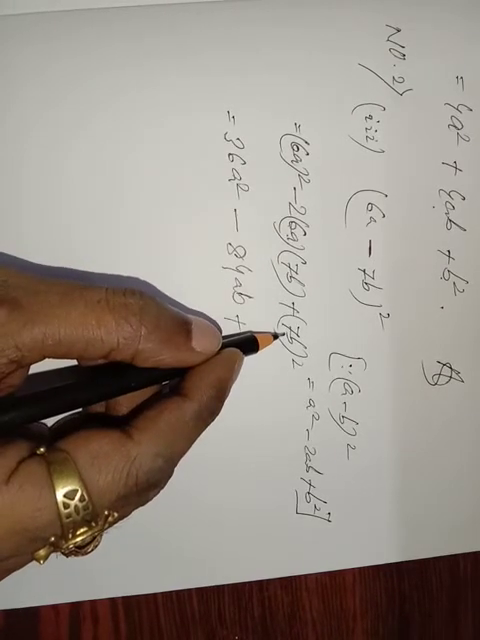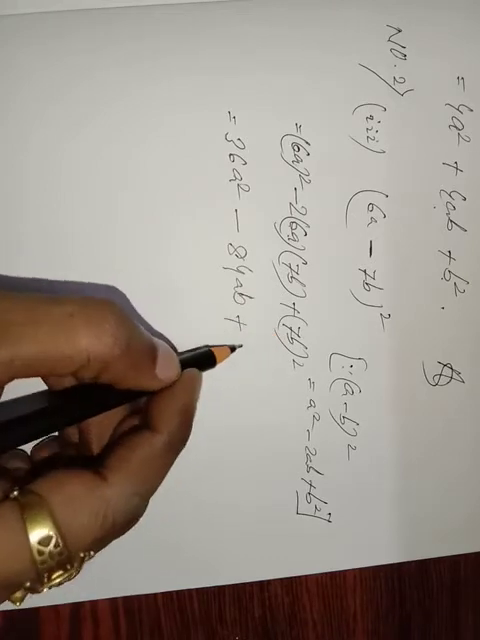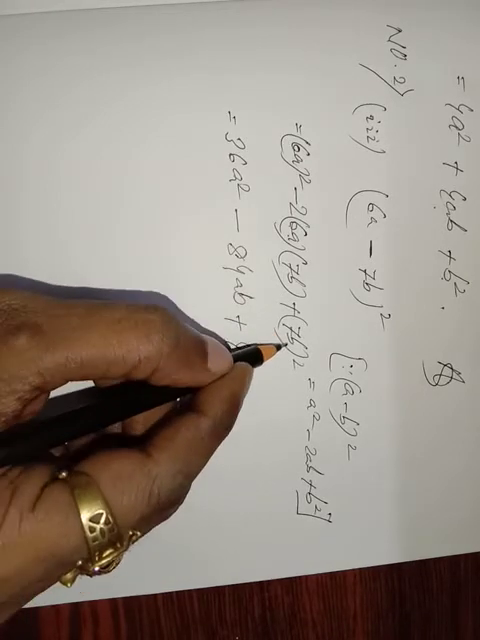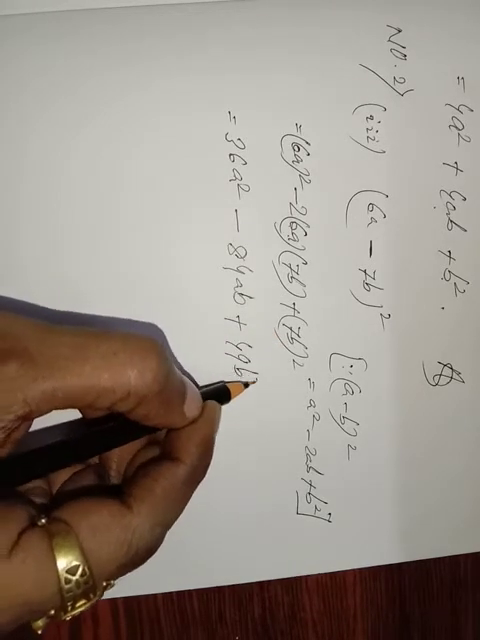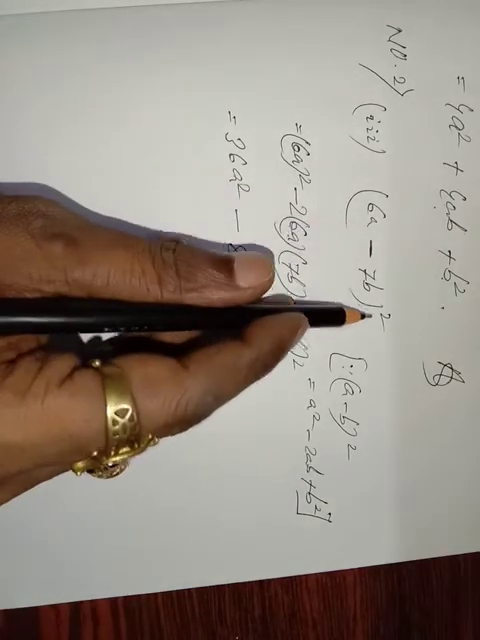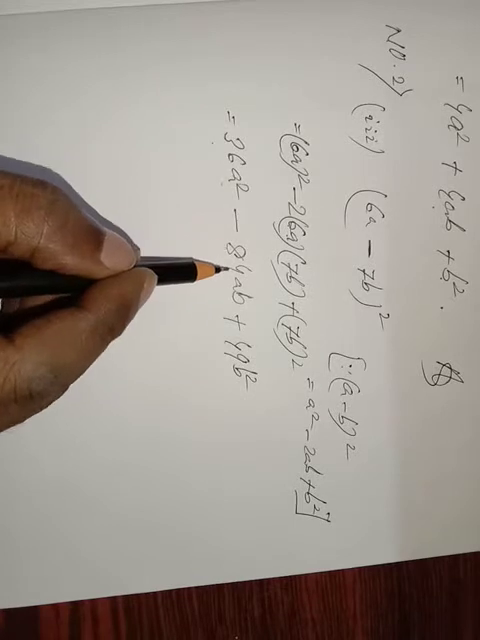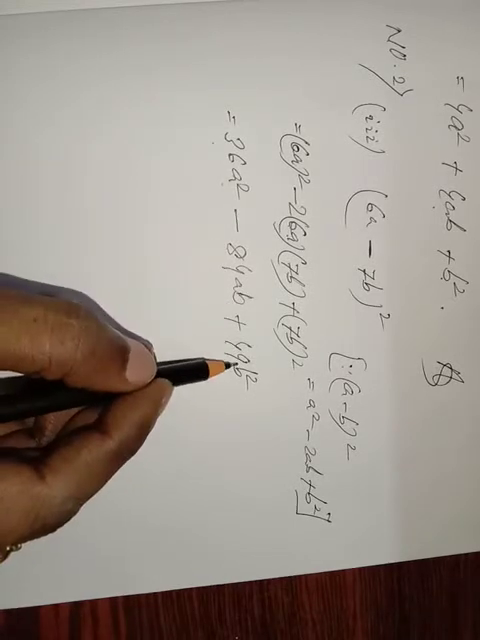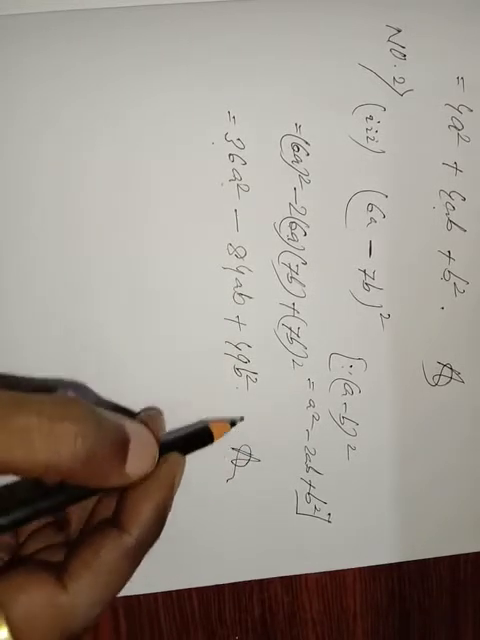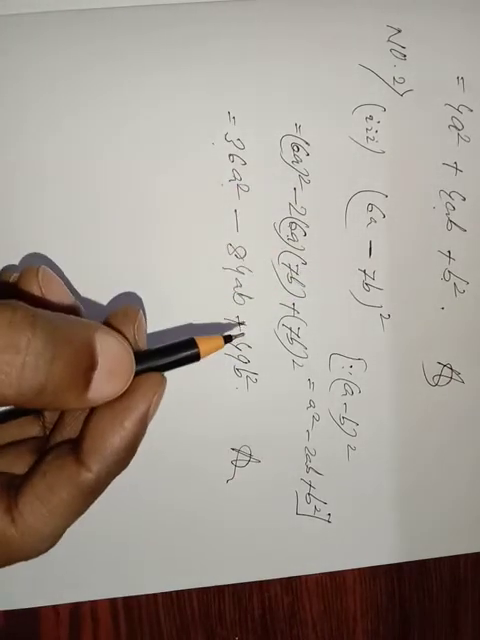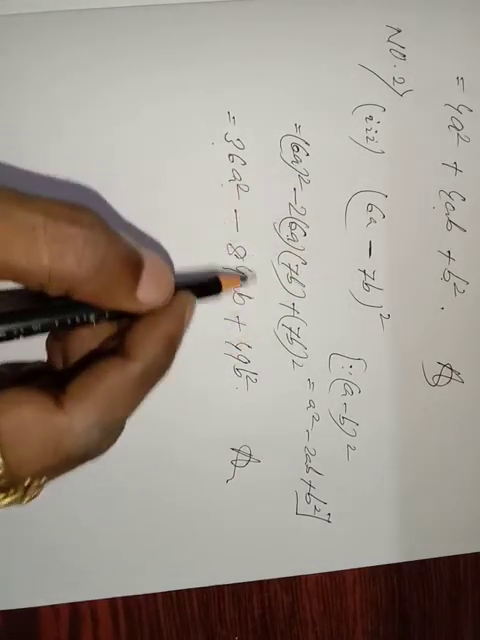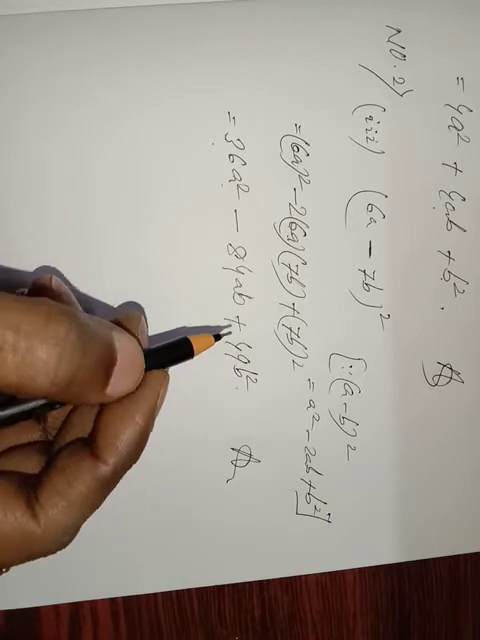What is the value of 7b whole square? 7 whole square is how much? 49, and b whole square? b square. So what is the result? 6a minus 7b whole square, that is 36a square minus 84ab plus 49b square. This is the answer of number 2 third part. Okay? Is it clear? I hope it is clear for you. Next we are going to number 3.